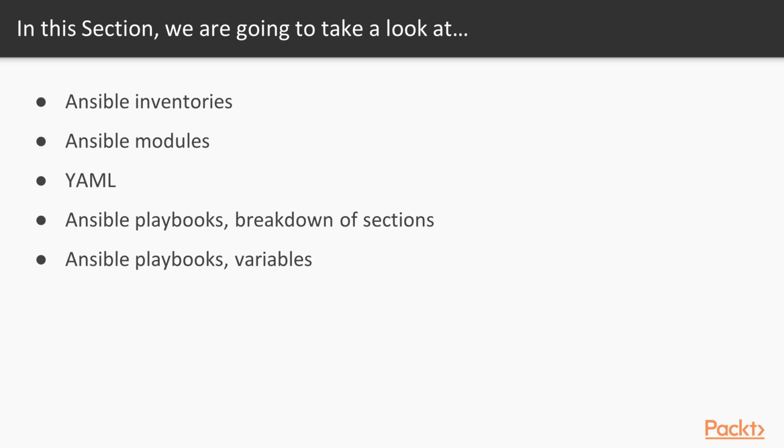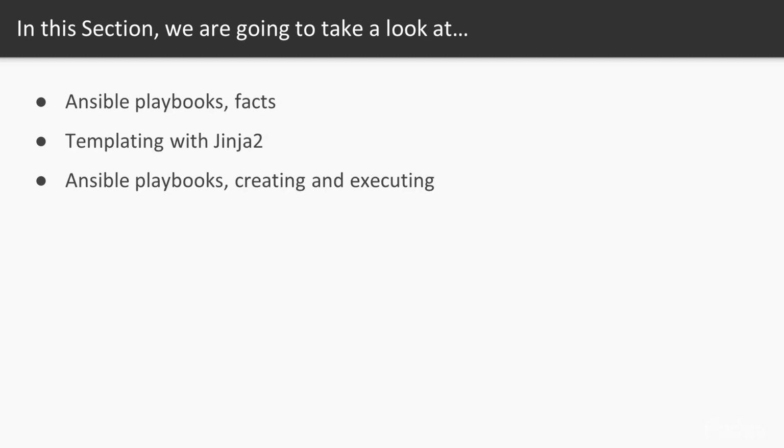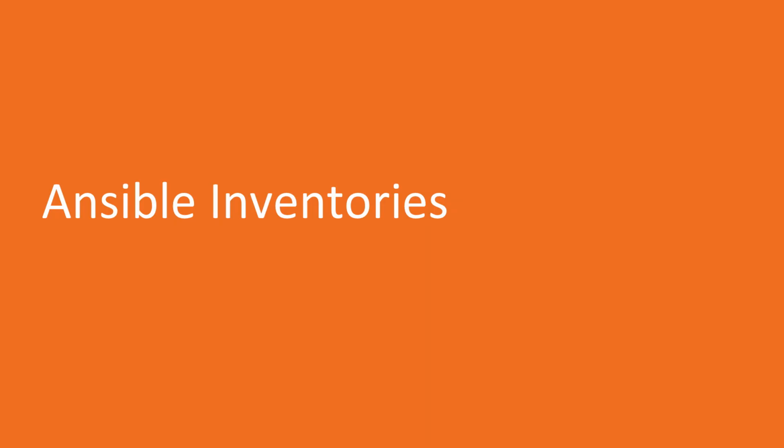We'll cover the various ways in which variables can be defined in Ansible. We'll look at facts provided by the setup module and also how we can create our own custom facts. We will use Jinja2 for templating. Finally, we will take this knowledge and create and execute Ansible playbooks, where we will create a playbook that installs and configures the popular Nginx web server on both Ubuntu and CentOS, and templates the deployment of a web application for our use. Join me in the first video of this section, Ansible Inventories.